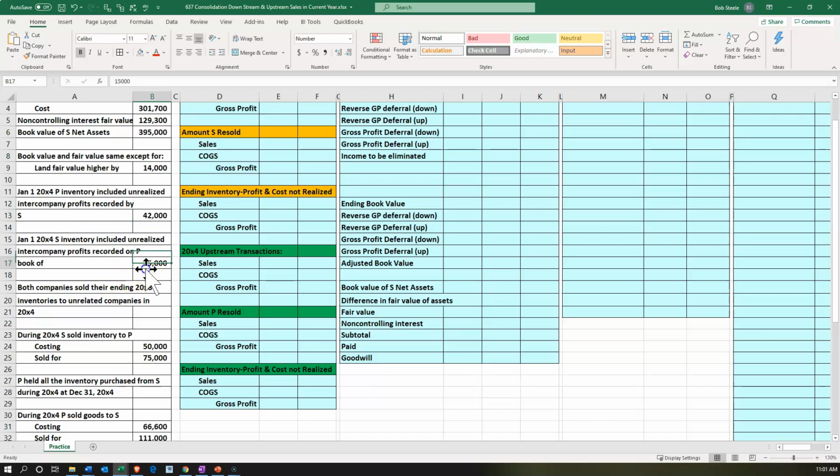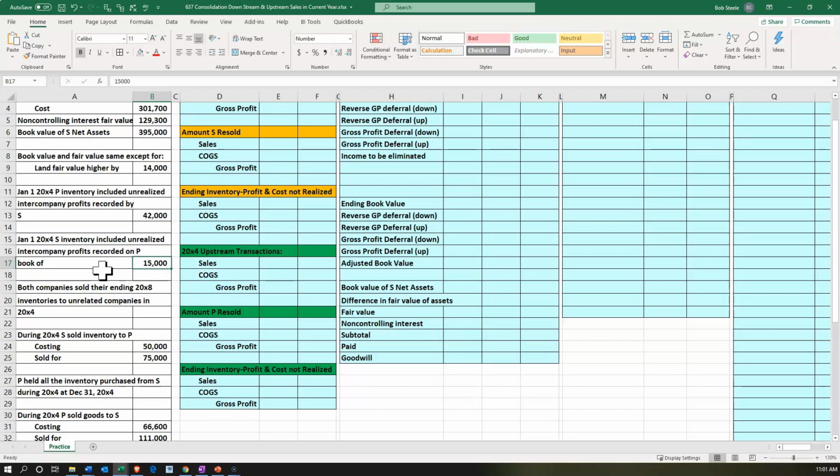All right. Next, January 1st, 20X4, S's inventory included unrealized intercompany profits recorded on P's books of 15,000. So now, at the beginning of the year again, S has inventory on its books that was sold to it by P, the parent company, in the prior year. So in the prior year, P sold to S. So you've got this going both ways, which is kind of confusing.